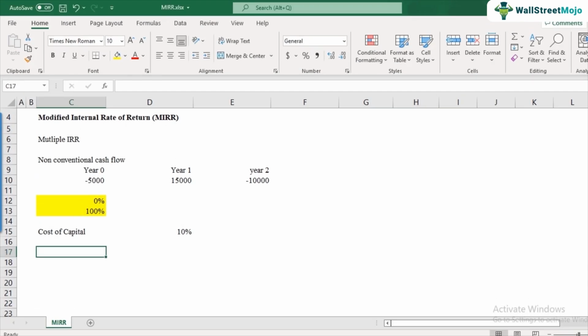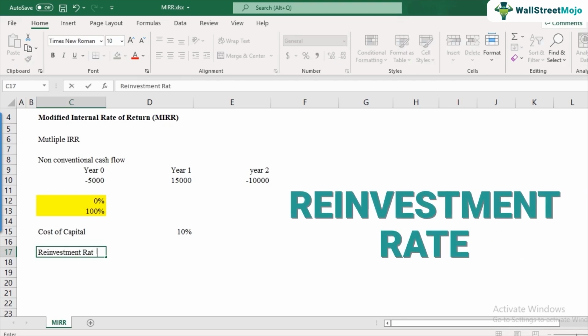Now, let us look at another problem with internal rate of return. And that's extremely important before we move to the modified internal rate of return. Now, the problem here is regarding the reinvestment rate. Okay, I'll explain this in a bit more detail with the help of an example.